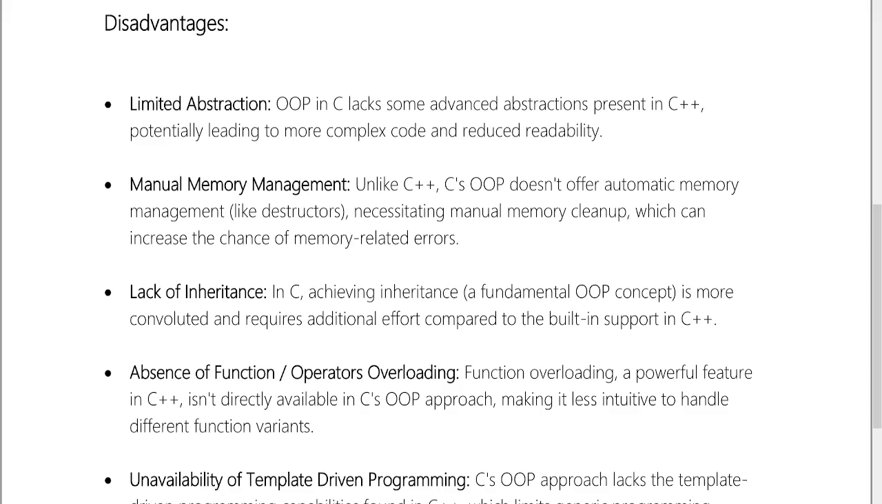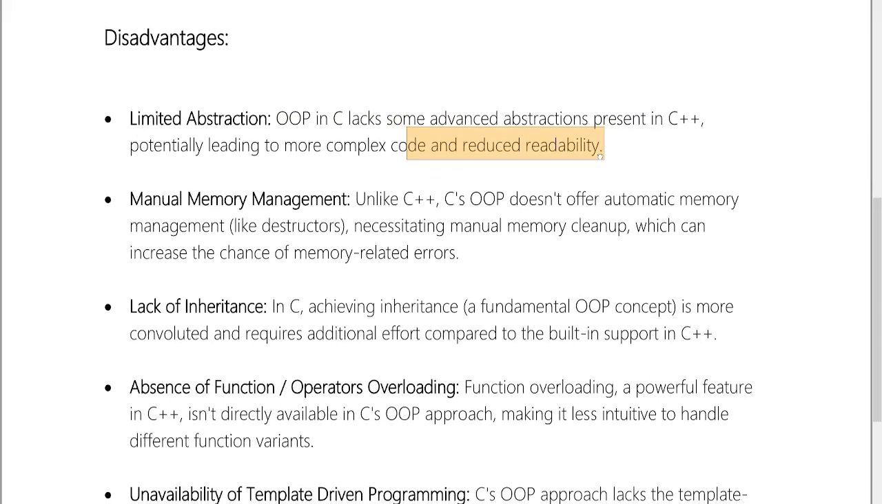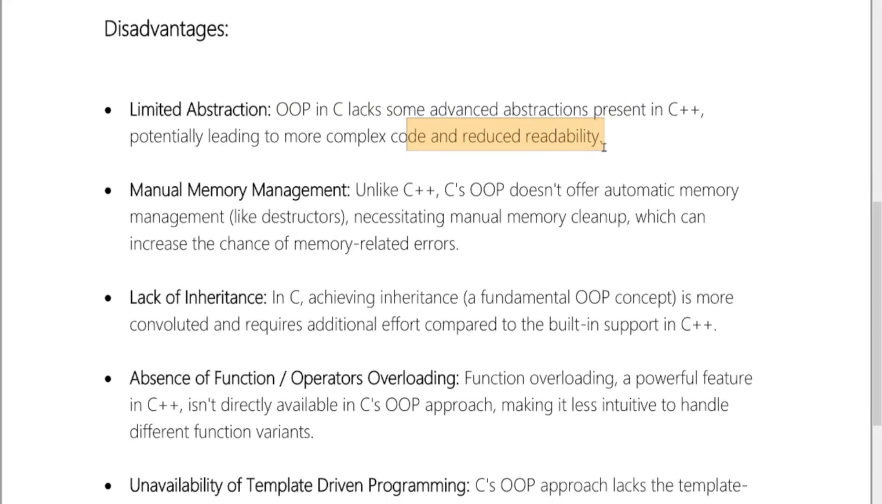So, the limitation of abstraction. C lacks some advanced abstraction present in C++, leading to more complex code and reduced readability. So when you write complex code in C, it's not much more readable as compared to C++ or Java. Then you have manual memory management, which actually is an advantage as well as a disadvantage.